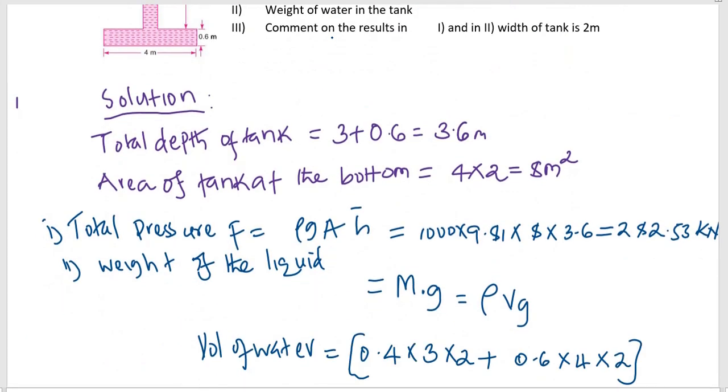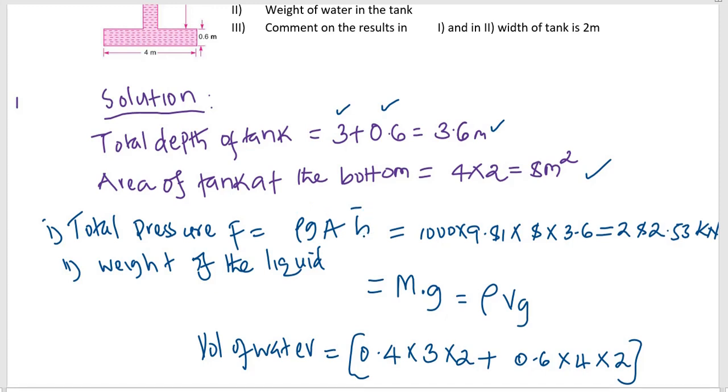Let us find the total depth of the tank. It will equal the depth of the small section, which is 3 meters, plus the depth of the wider section, which is 0.6, giving you a total of 3.6 meters. Area of the tank at the bottom is equal to length times width. Length is 4, width is 2, giving you 8 meters squared.